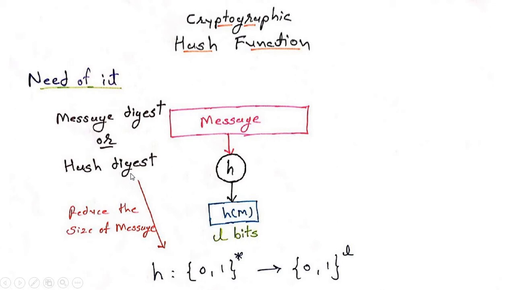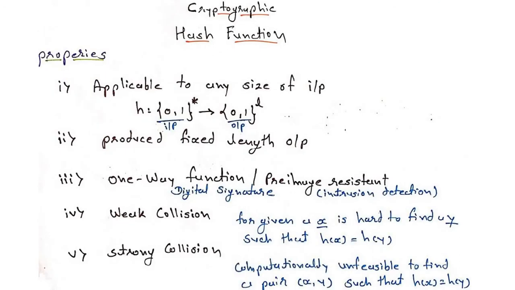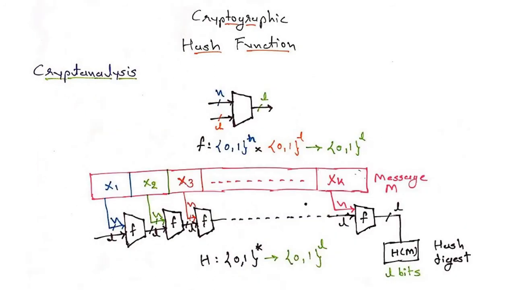By using a cryptographic hash function, we get the hash digest and it reduces the size of the message. So whatever the size of the message, we convert it into a fixed size length of L bits. That is the outcome of the cryptographic hash function. We have used the cryptographic hash function for message authentication. At that time we discussed a total of 4 cases for message authentication. Then we discussed the properties of a cryptographic hash function. One more thing we discussed was cryptanalysis.